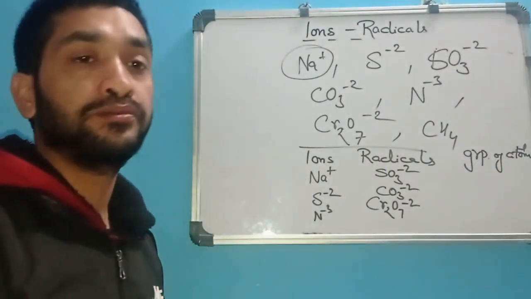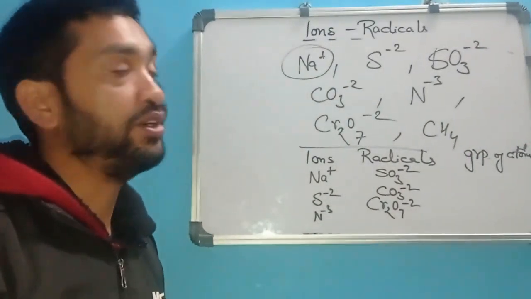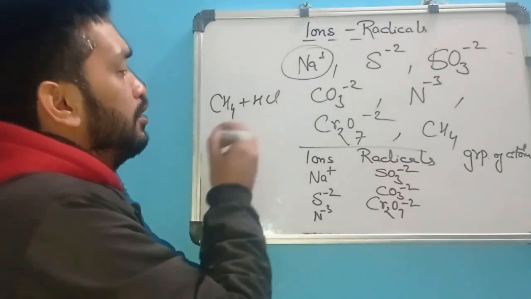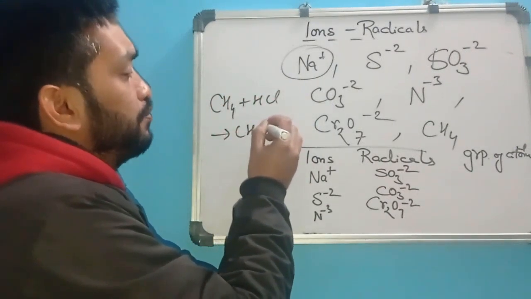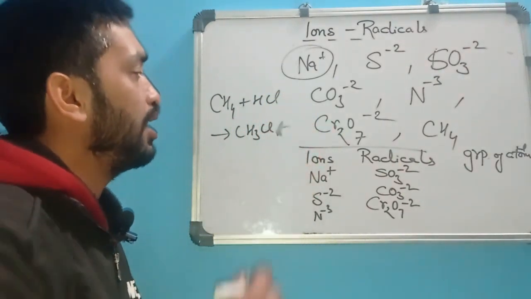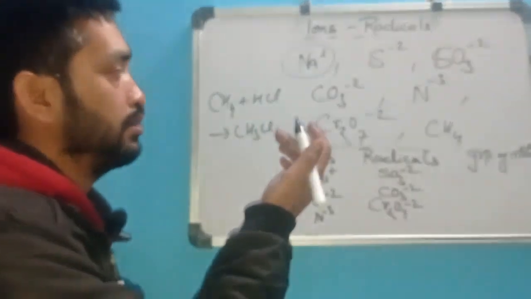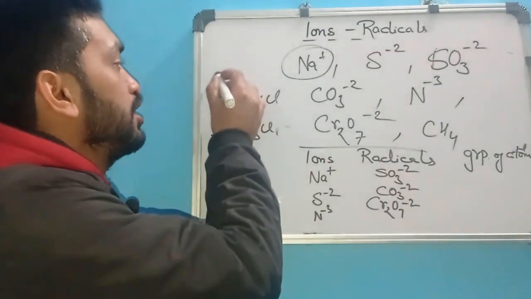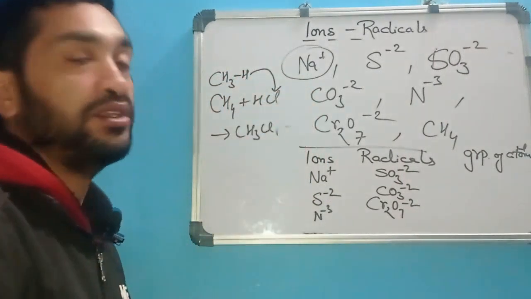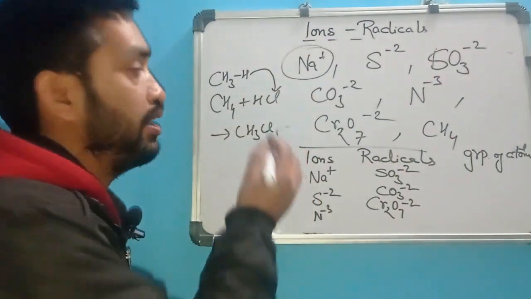But what about the next two conditions? Does CH4 always migrate as a single unit? No. Sometimes it breaks. Suppose CH4 reacts with HCl. It breaks and makes CH3Cl. In this way it will break. Otherwise it would have been CH4Cl. So CH4 breaks as CH3 and H, and this H reacts with Cl. In this way we make CH3Cl.